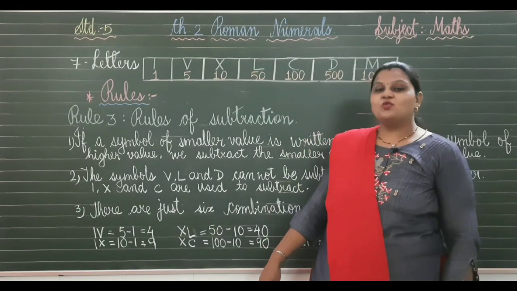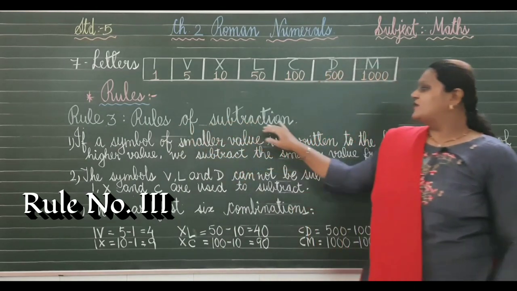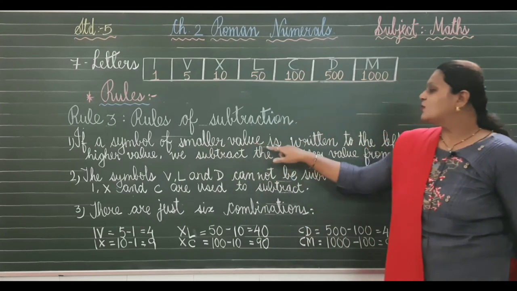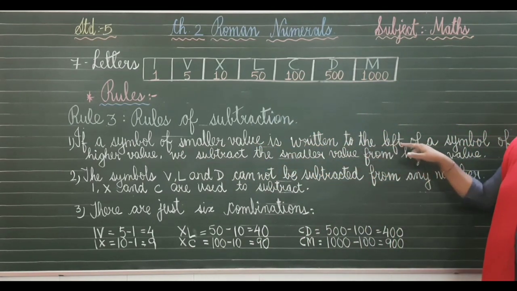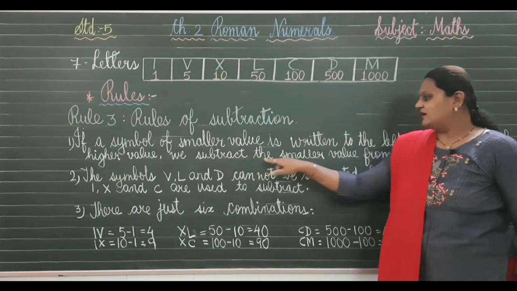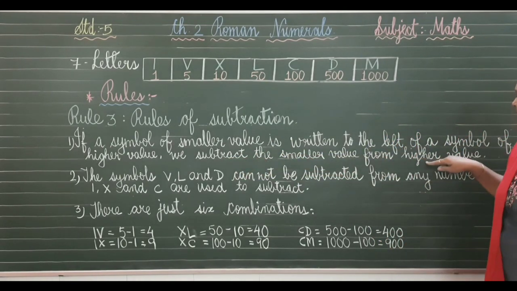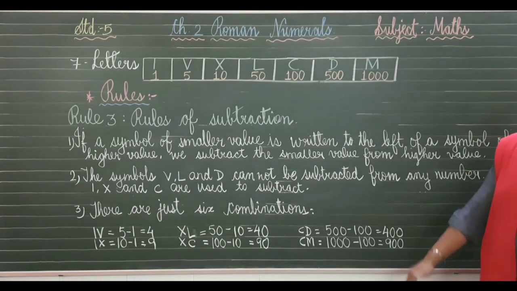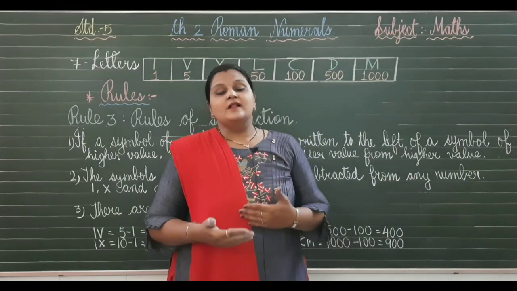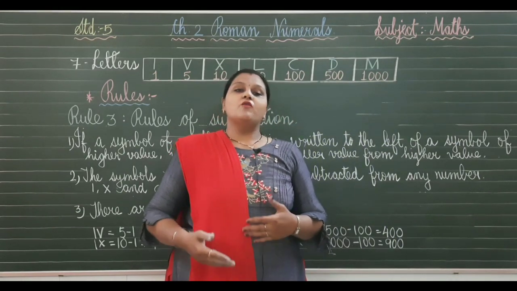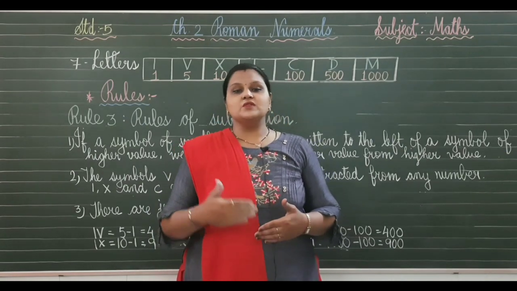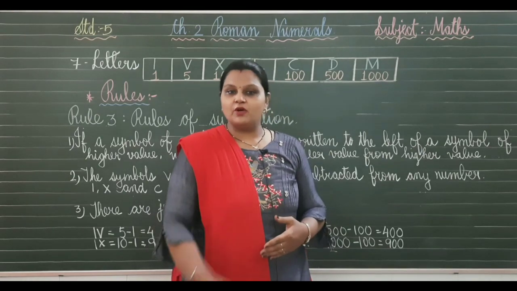Now let us see rule number 3, rules of subtraction. First, if a symbol of smaller value is written to the left of the symbol of higher value, we subtract the smaller value from higher value. Students, in addition we have seen that if it is written right hand side, then we have to add. Now for subtraction, when it is written left side, we have to subtract. We will see example for that.